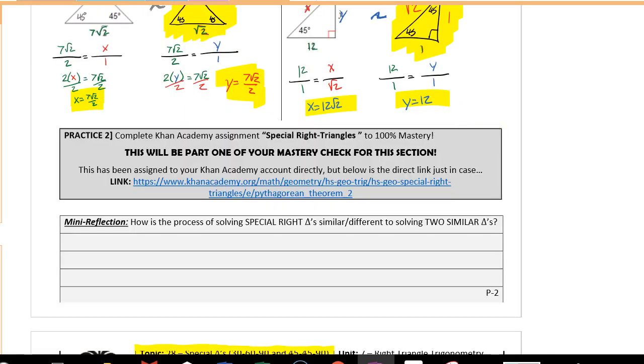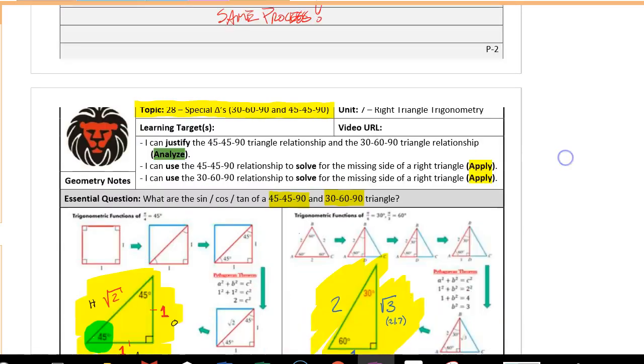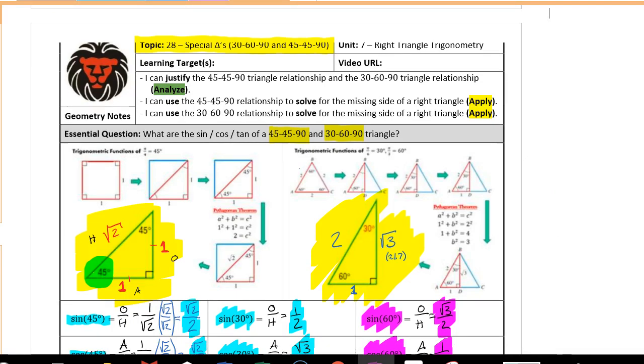There is a Khan Academy assignment online for you regarding special right triangles. The process of solving special right triangles and solving two similar triangles is, in fact, the same process each time. We're creating two similar triangles and setting up a proportion. This is a lot easier to do. Thank you very much. Memorize these two right triangles.